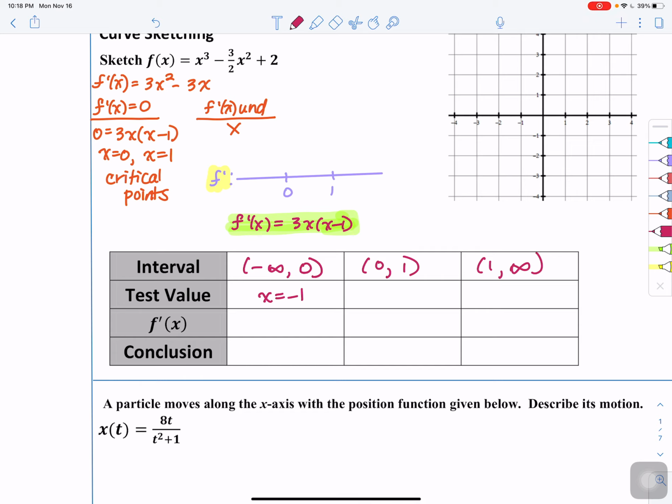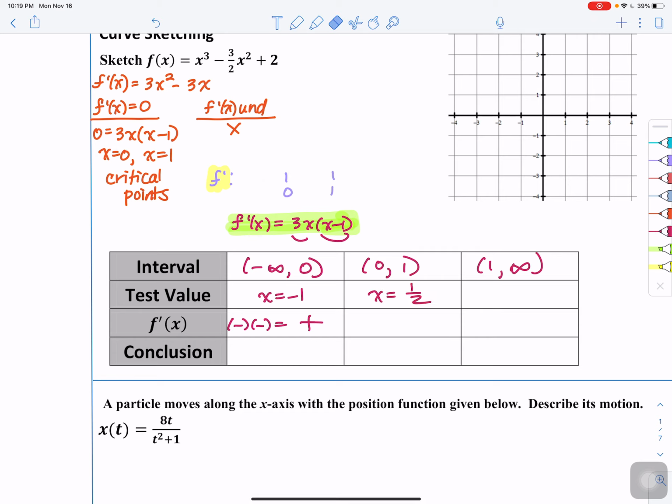If you put x equal to negative 1 into this derivative, you're going to have a negative times a negative. And a negative multiplied by a negative is a positive. Okay? So that's what we're going to be doing. Let's find another test value, something between 0 and 1. Let's go ahead and choose x equal to 1/2.